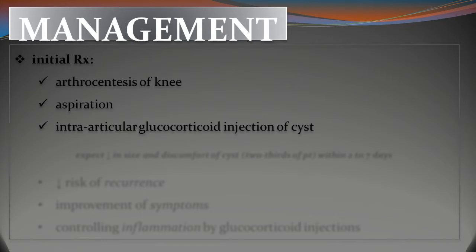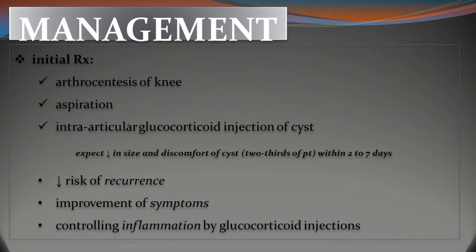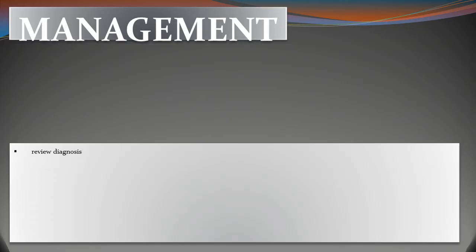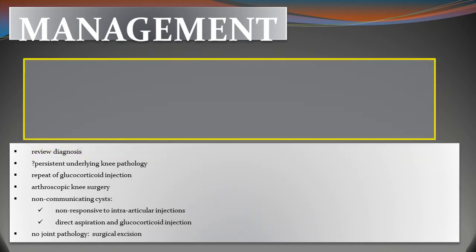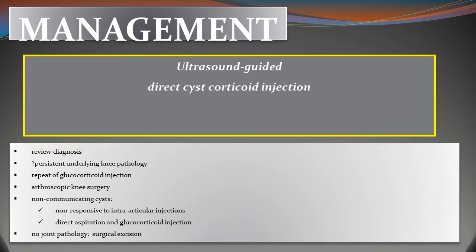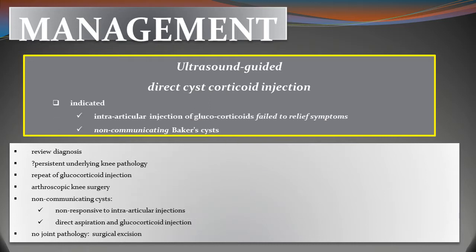So initial treatment is arthrocentesis, aspiration, intra-articular glucocorticoids, injection of the cyst, with the risk of recurrence and improvement of symptoms, including inflammation and glucocorticoid injection. So ultrasound-guided corticosteroid injection could be indicated if intra-articular injection of glucocorticoid failed to relieve the symptoms, and in non-communicating Baker's cyst.